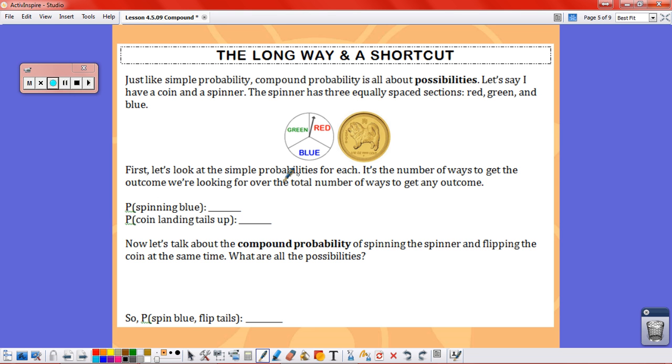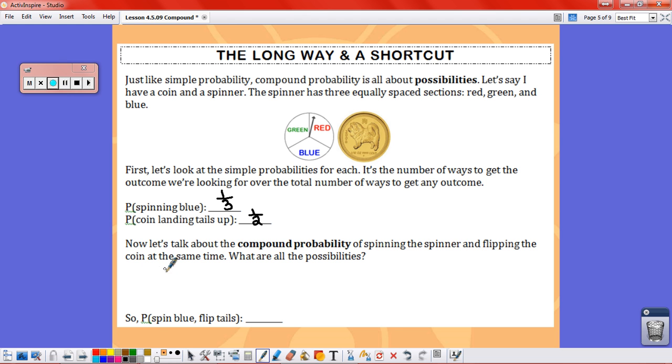On the spinner, the probability of spinning blue is 1 out of 3. On the coin, the probability of getting a tails up is 1/2. But when we talk about compound probability, we're talking about if we spin the spinner and flip the coin at the same time, what are the possibilities for what we could get?